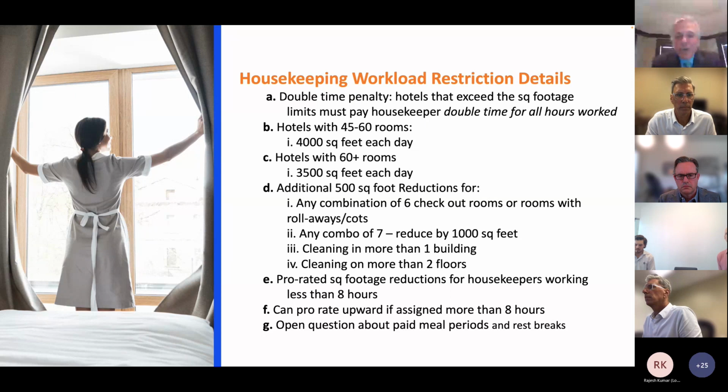You also reduce 500 square feet when a housekeeper cleans in more than one building and when a housekeeper cleans on more than 2 floors. In addition to these reductions, there also is a potential reduction pro rata based on whether the housekeeper works less than 8 hours in a day. So for an 8-hour day, you get the 3,500 or the 4,000 square feet. But if they only work 7.5, then those square footage thresholds are reduced pro rata by the amount of time they actually work.